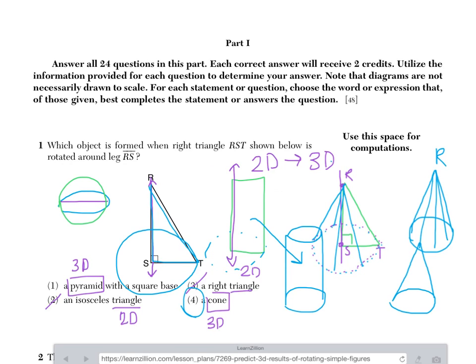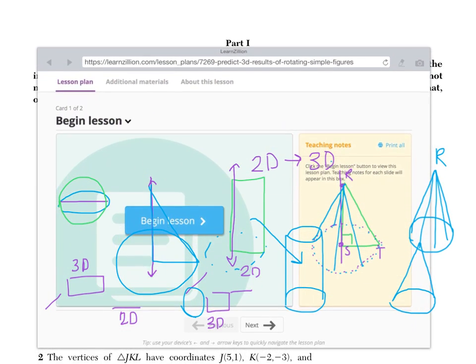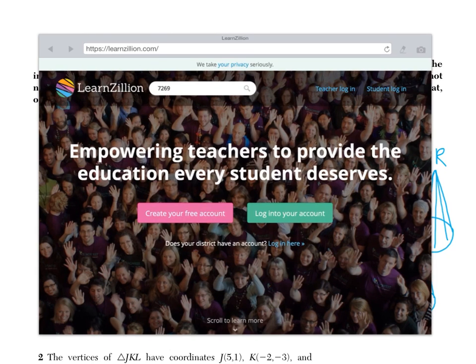Now I know that this is kind of tough to understand, and I think I found a website that does a great job of explaining it, so I'm going to pull it up here below. Oh no, it's all under my writing. Okay, so I've brought it to the front, and if you go to the website learnzillion.com you can see here there's actually a lesson code that we can type in where it says search or enter LZ code. Go ahead and type in 7269. Again, that's where you search for the LZ code, 7269.